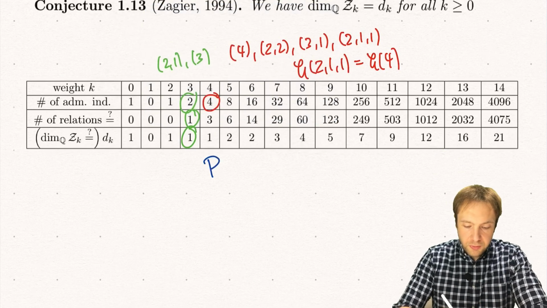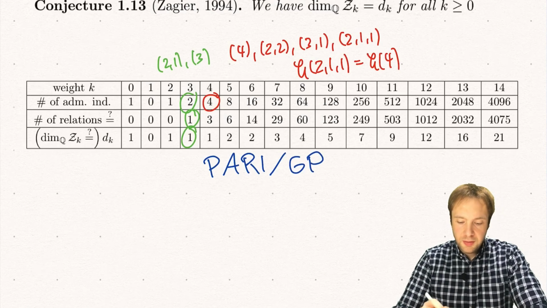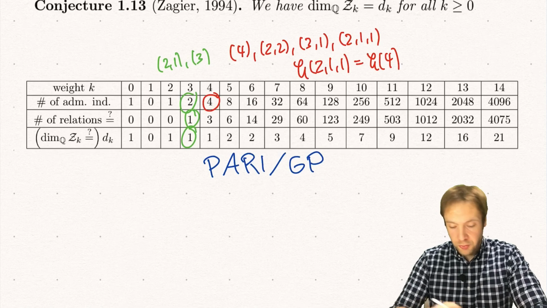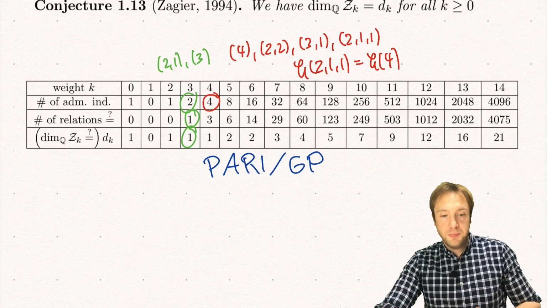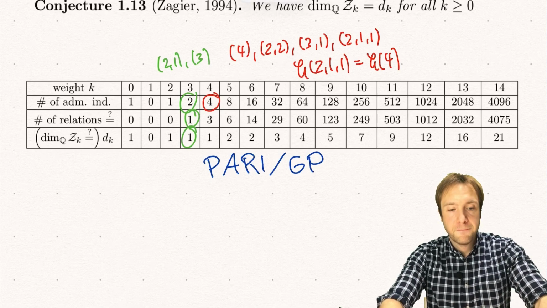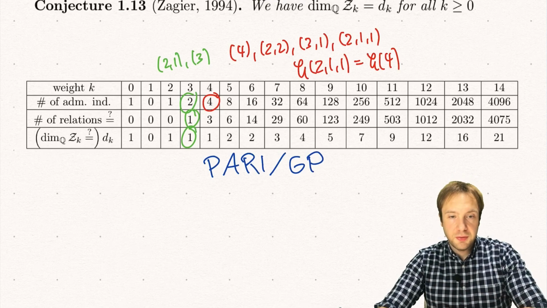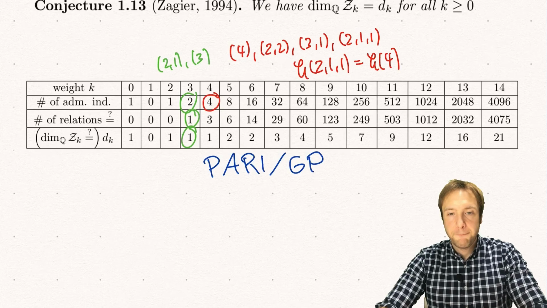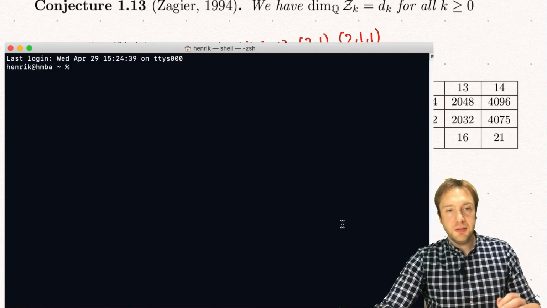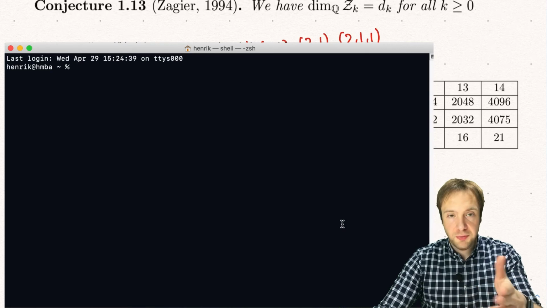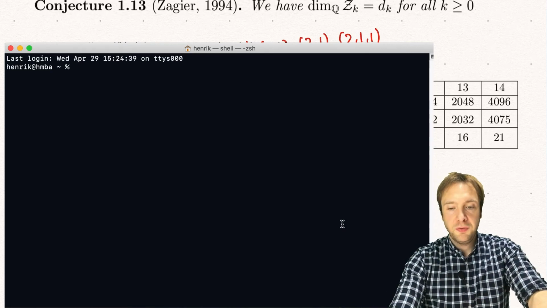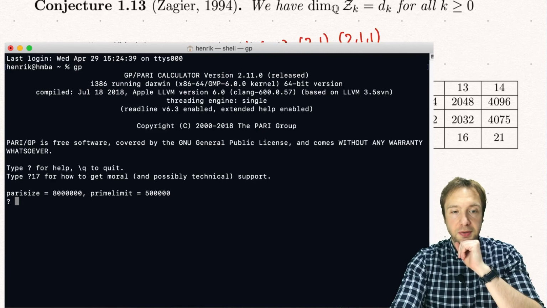There's a program called PariGP, and you can just Google this, or you can find a link in the lecture notes. Here on my laptop, let me show you this. If you download PariGP, so this is now on a Mac, and if you install it, you can just start it with gp.